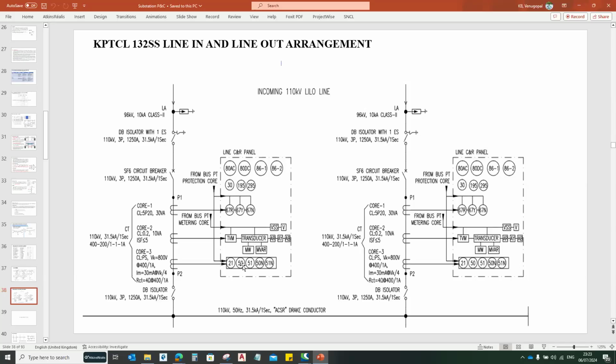And for CTs, where you are going for distance protections or line differential protection, you should go with PX class. PX class should be considered for line differential protections as well as transformer differential protection or area protections, whatever differential protections or distance protections you are going for. PX class should be mandatory because the CT should not saturate for the system fault conditions.